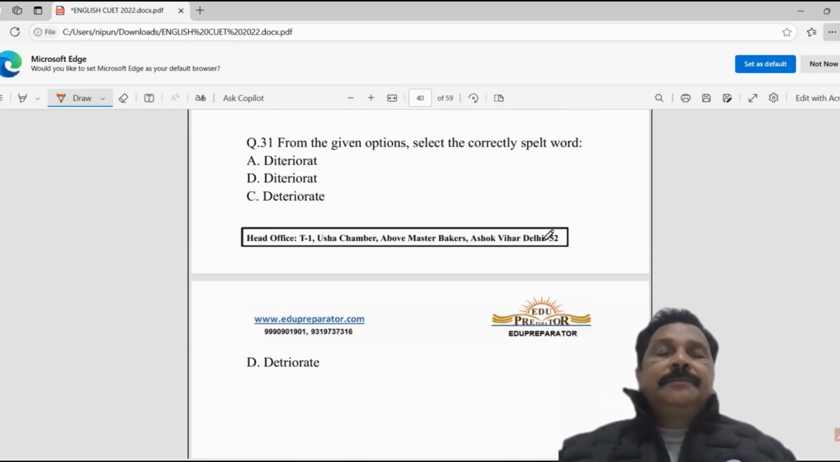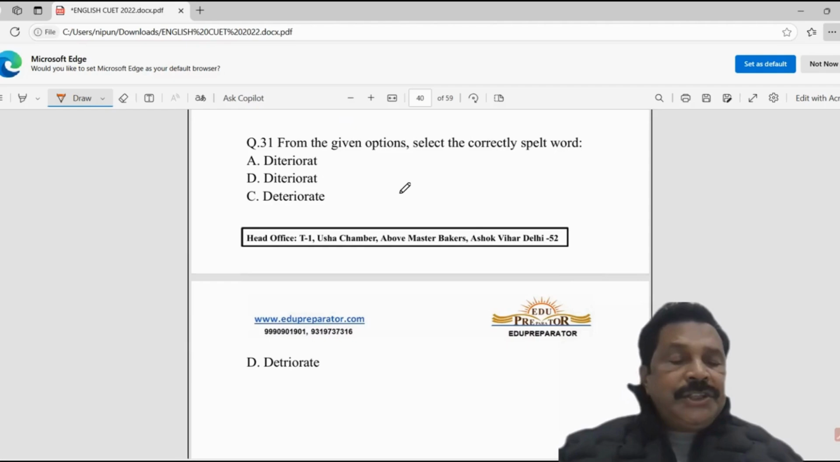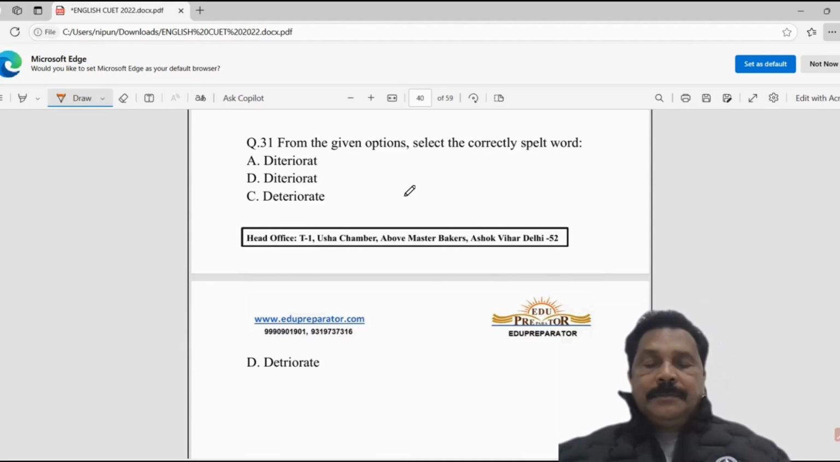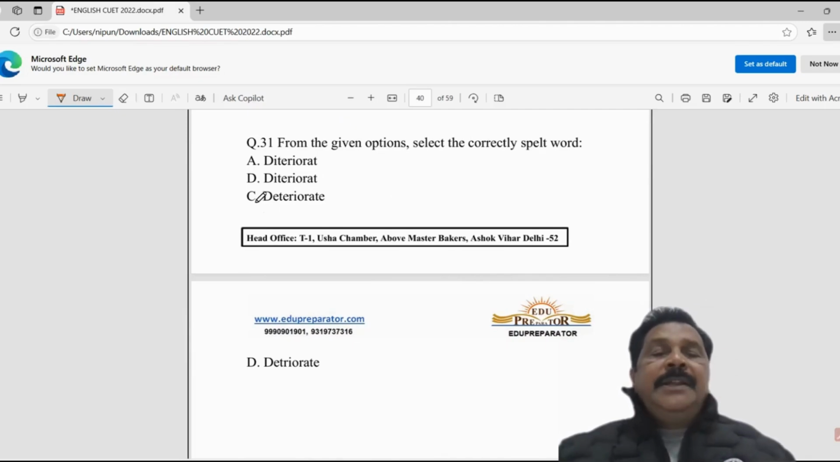Next one, from the given option, select the correctly spelled word. And the word is deteriorate. Deteriorate means become bad to worse or become progressively worse. Okay? Like you might have heard about the relationship between Russia and Ukraine is getting deteriorated. Now understood the meaning. Now the spelling is deteriorate.